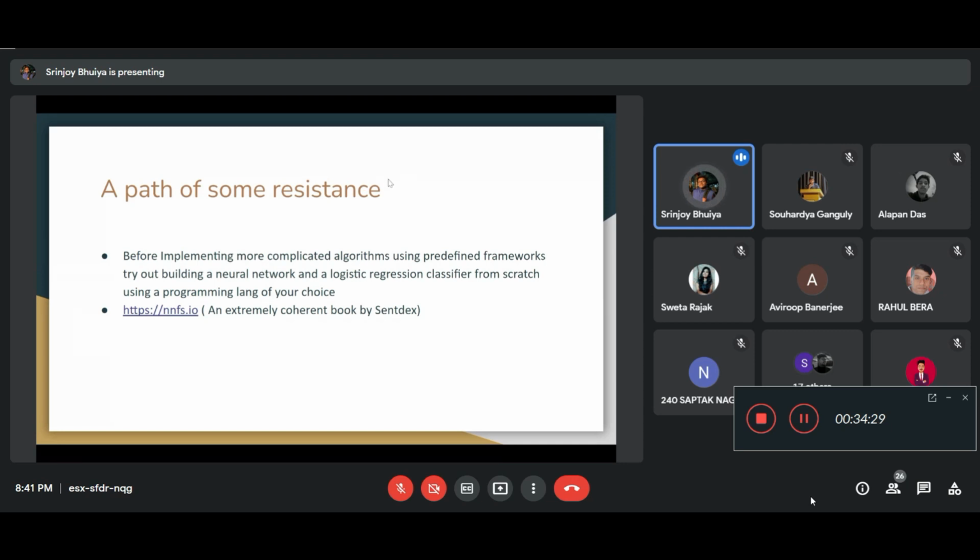Now there is something I would like to tell new prospective learners of this field: don't start by directly implementing something in PyTorch or TensorFlow or scikit-learn. Try to do it using simpler systems. Use NumPy only, or if you are working in R, then use something like the matrix modules there.